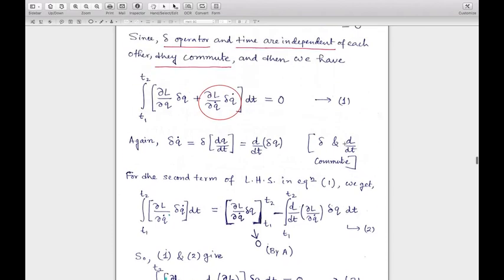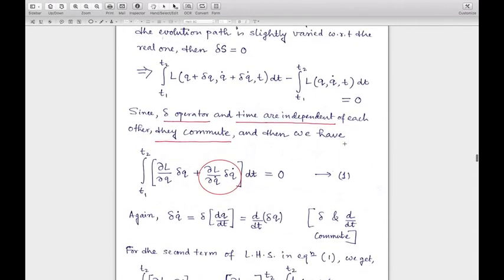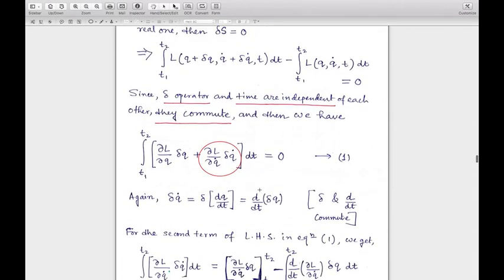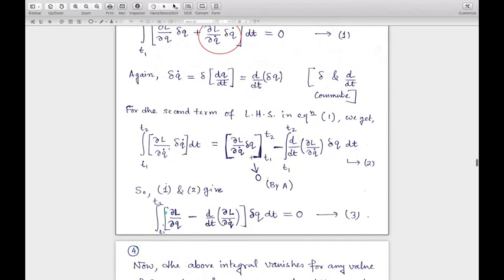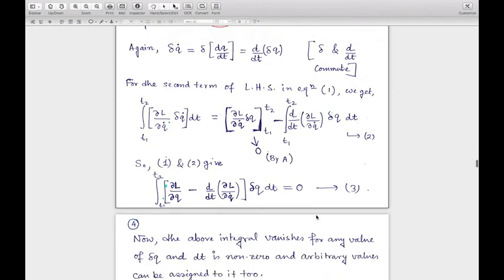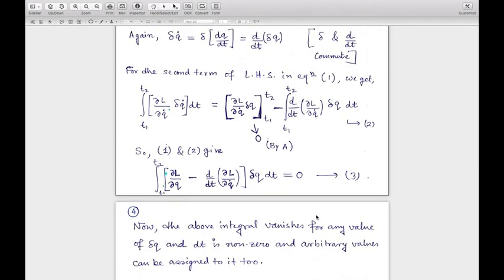Now if you come to equation number 1 and substitute the expression of the second term using equation number 2, you finally have the integral from t1 to t2 of del L del q minus d/dt of del L del q dot, times delta q dt, equal to 0. So that is the condition for stationary action.